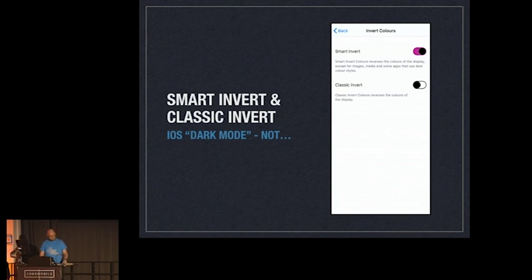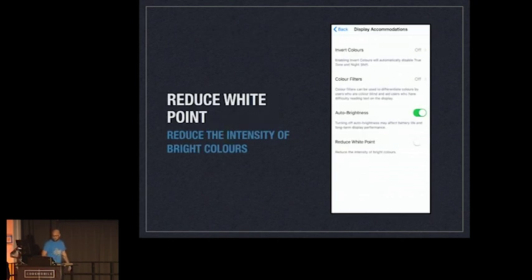And the last one I tried was reduce white point, which reduces the intensity of bright colours. So flick that one on, and basically, not much difference. Okay, fair enough. I thought it was interesting to see that, and it was really interesting that there was just no idea that she could go into accessibility settings and play around with this and try and find something that was suitable for her.